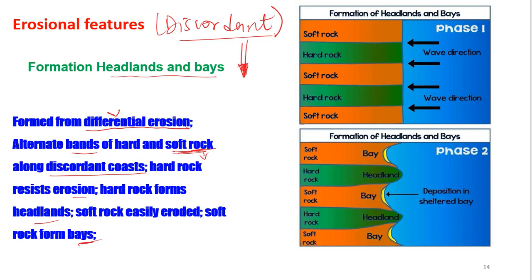So originally, this is how it is. So you have soft rock, hard rock, soft rock, hard rock, soft rock. So as the incoming wave hits this coastline, you find out that differential erosion will now take place, where the soft rock will now be eroded faster than the hard rock, forming what? A bay, while the hard rock will protrude into the sea, forming a headland.